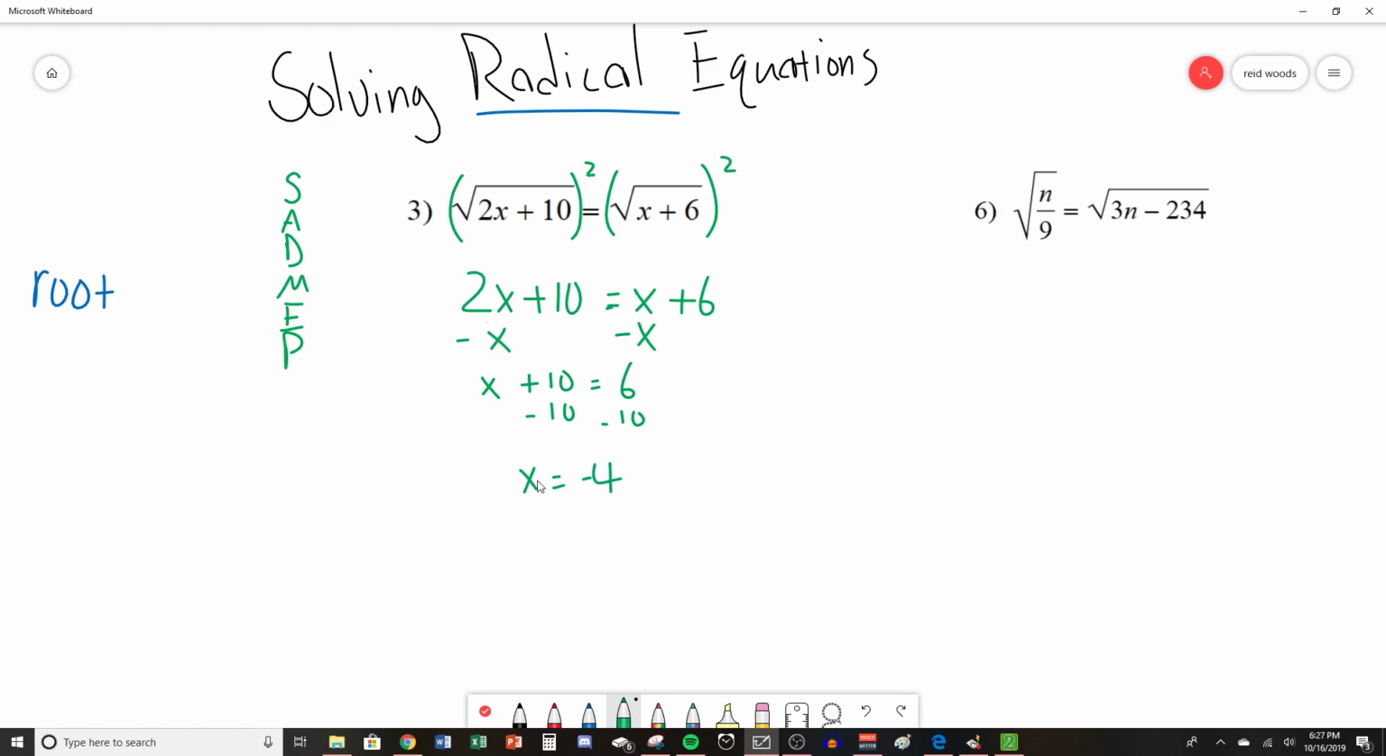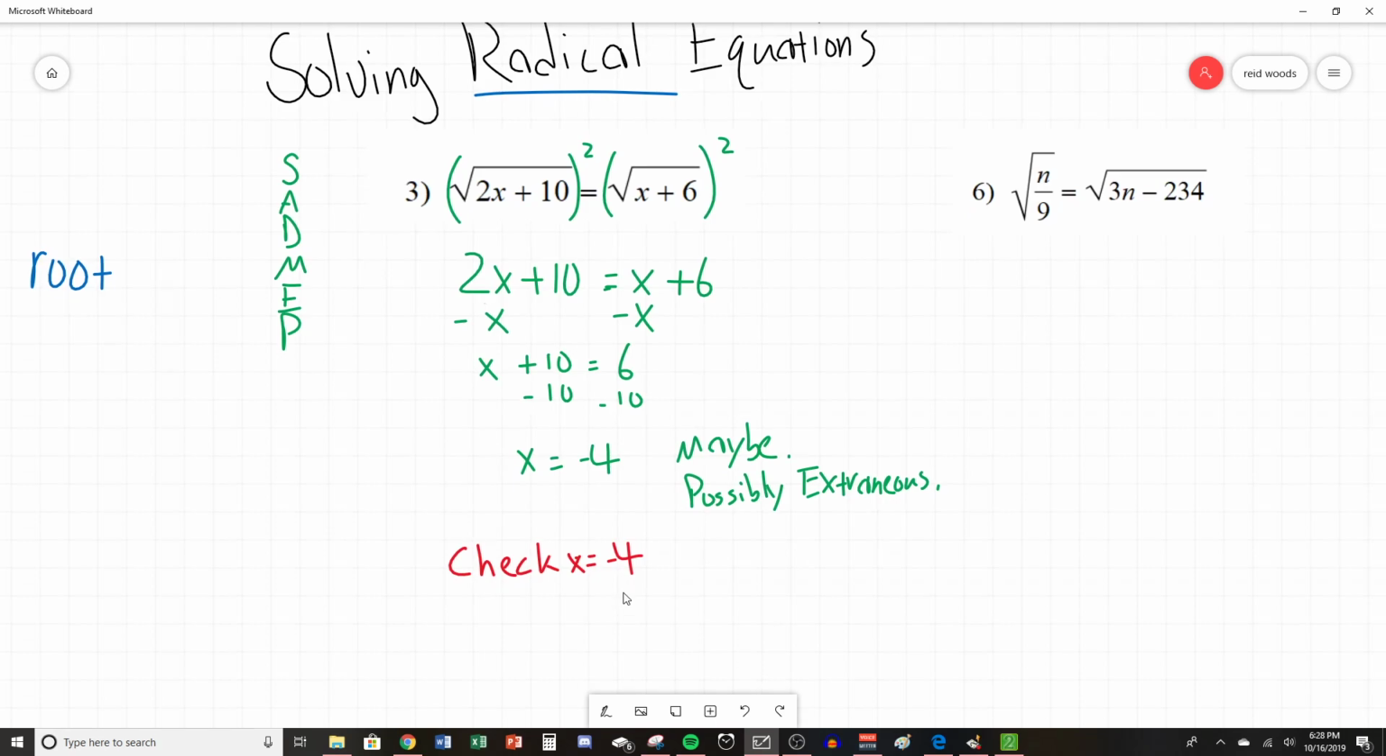-4. Now, something else that I talked about in class is that, well, we're not so sure about this. So this is a maybe. Because we have what's called an extraneous, it could be possibly an extraneous solution. So I'm going to put that possibly extraneous, and we have to check it. Okay, so we're going to check our work. We're going to check x equals -4.